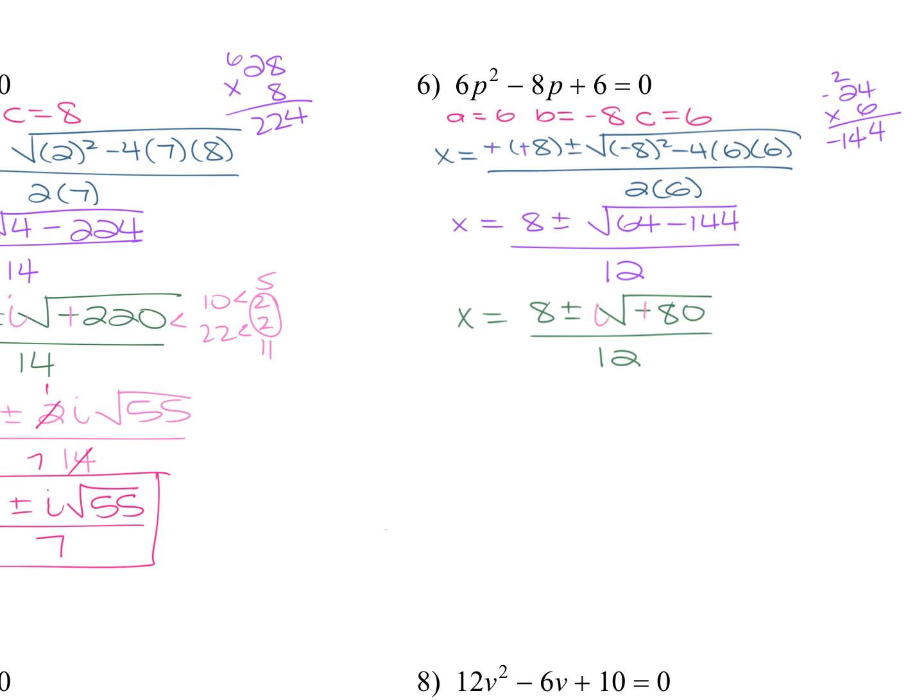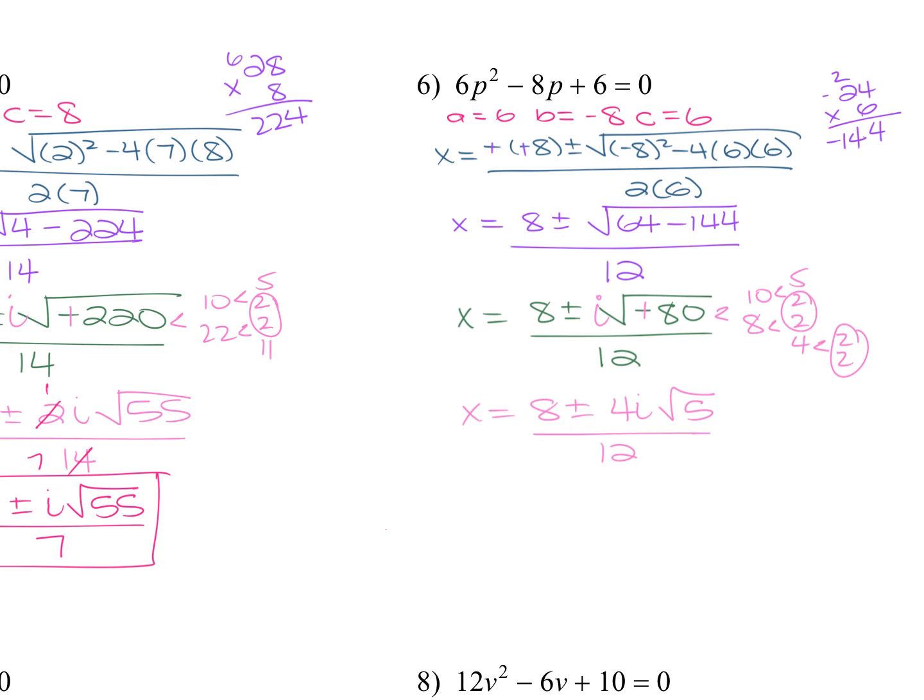Again, negative comes out, turns into i. 80 is 8 and 10. 10 is 2 and 5. 8 is 2 and 4. 4 is 2 and 2. 2 2's, another 2 2's. 5 stays under. So 2 times 2 gives you 4 square root 5. So that's x is equal to 8 plus or minus 4i square root 5 all over 12.